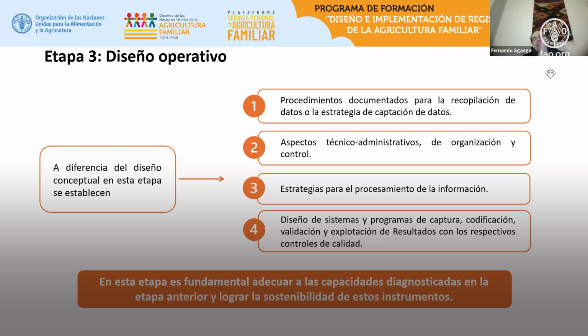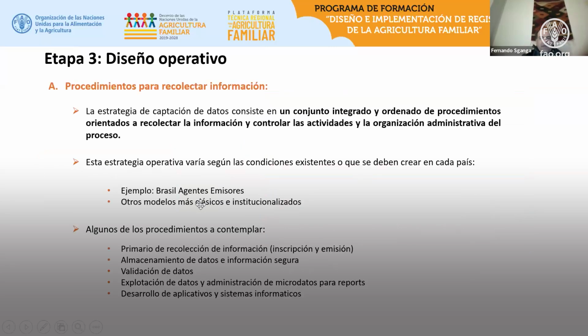This stage is fundamental to adapt the capacities that we diagnosed in the previous stage, and to achieve the sustainability of these instruments, because we may develop a large amount of capacity, but if we don't have the capacity to actually make that sustainable over time, it won't be worthwhile. It has to be something that we can keep for a long time.